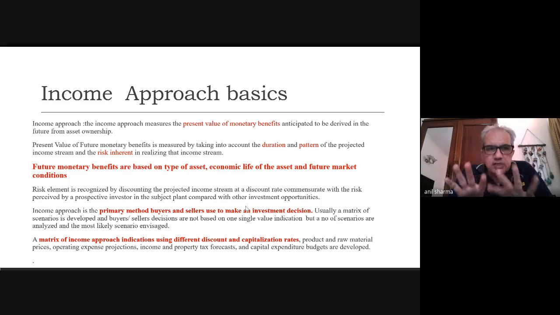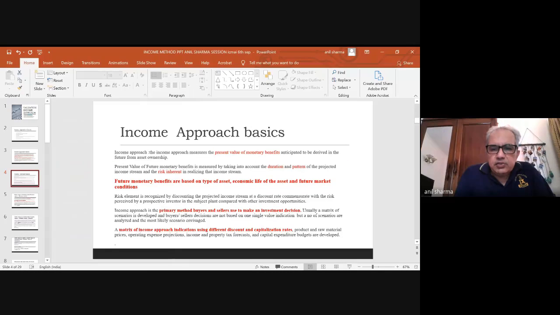So what is this principle? This is called the time value of money. I don't know how many of you are really familiar with the time value of money, but I'll stop here for a second and go back to all of you, just to find out how many of you are familiar with it. This is a very fundamental concept in the income method.